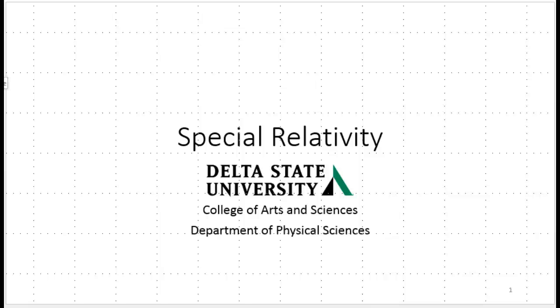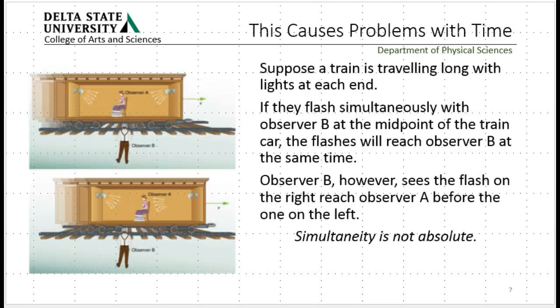All right, part two of special relativity. So we ended last time with the fact that the speed of light is constant, independent of the observer and the observer's frame. So let's look at some of the implications of that.